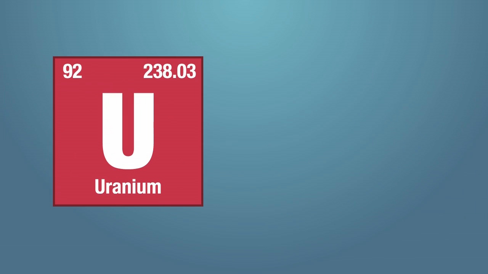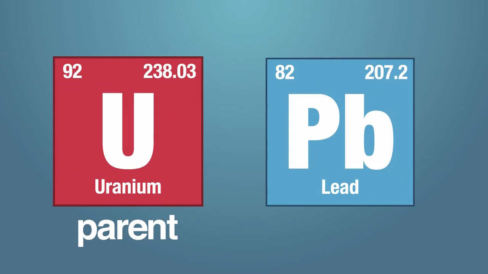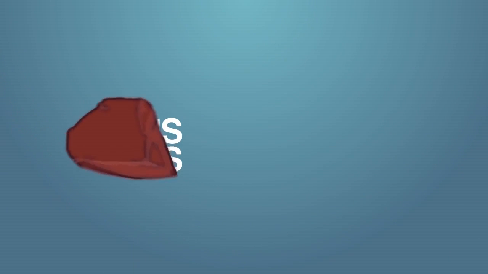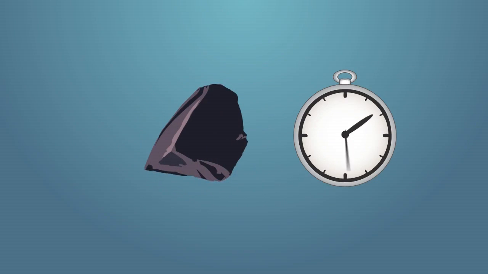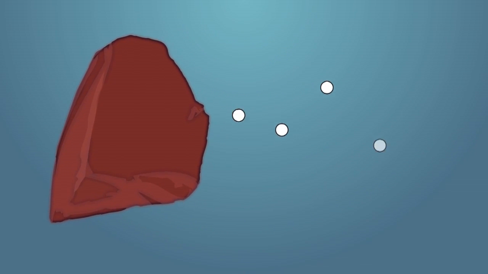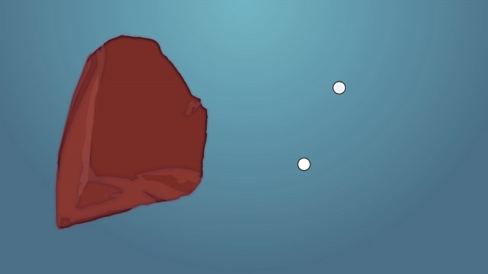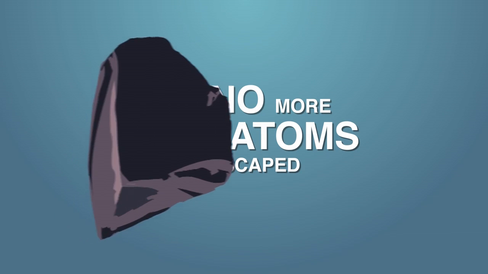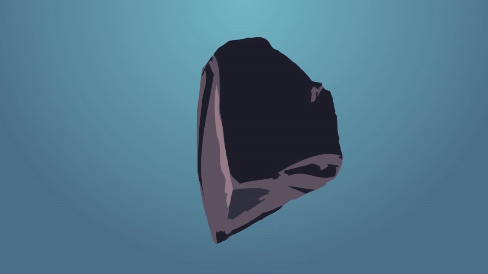The original element is called the parent element, and the end result is called the daughter element. Radioisotope dating is commonly used to date igneous rocks, rocks which formed when hot molten material cooled and solidified. The dating clock started when the rock cooled. During the molten state, it is assumed that the intense heat forced any gaseous daughter elements to escape. It is assumed that once the rock cooled, no more atoms escaped, and any daughter element now found in the rock is a result of radioactive decay since that rock formed.